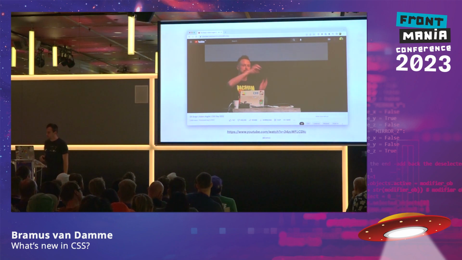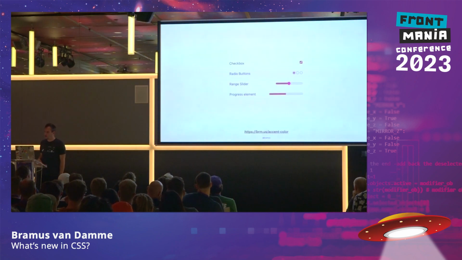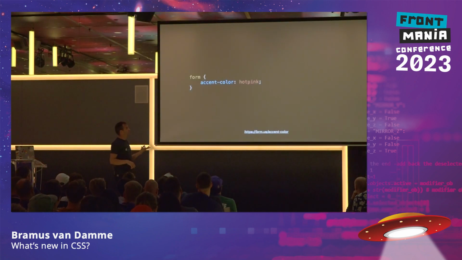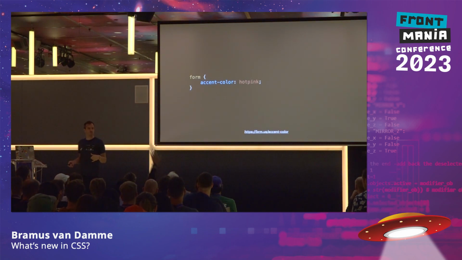It's awesome stuff. And then accent color. We've all tried to change the colors here of the little input controls of our forms. Again, you can do this now with just 1 line of CSS. Accent color hot pink, and everything is hot pink. Hot pink being my favorite color, by the way.